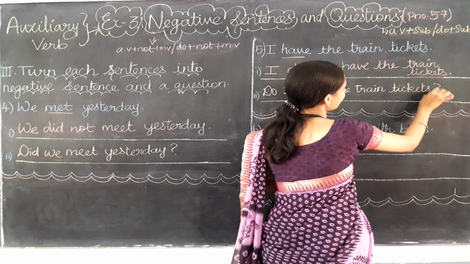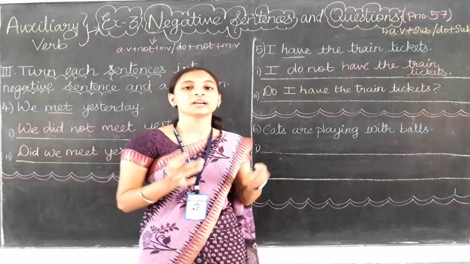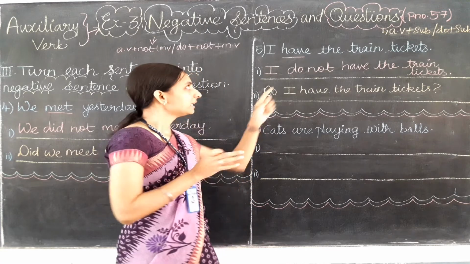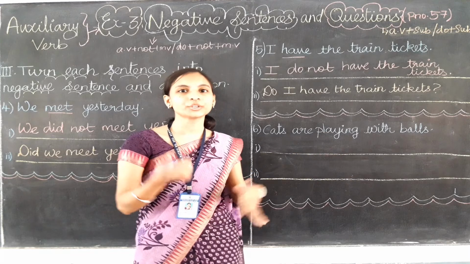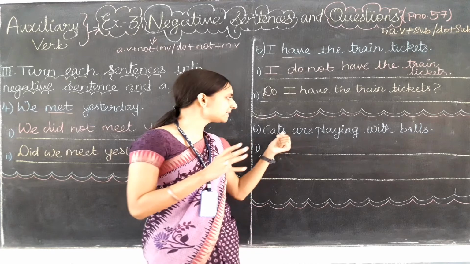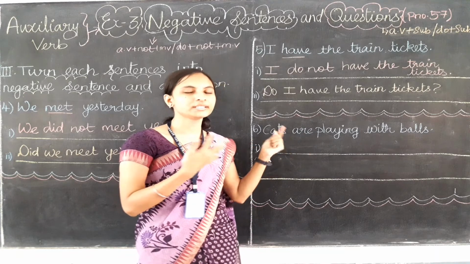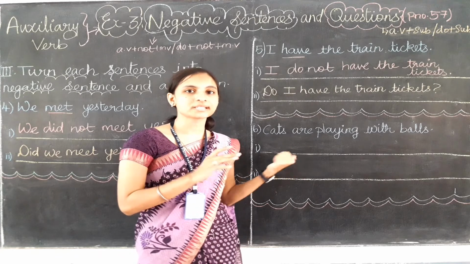And it ends with a question mark. Okay, do I have the train tickets? Enga da train tickets irukka? Okay, that is the question. Let's do the sixth one, and remember that this sixth question is not in your book back exercise. There are only 5 questions in your book back, and this sixth question I have written generally only. Let's try to do this sixth one also.